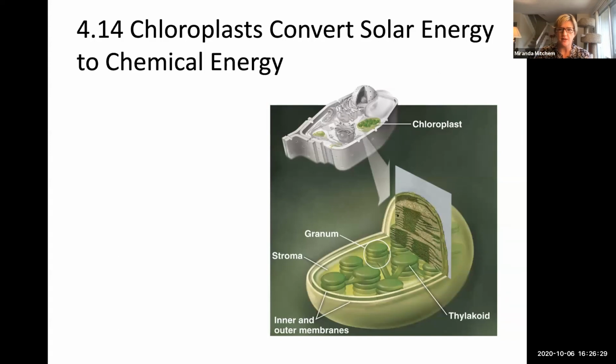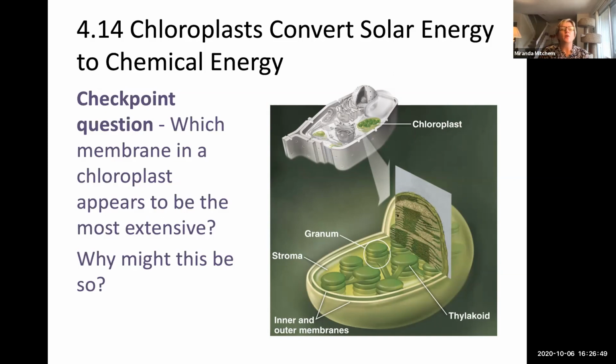And each plant cell has many chloroplasts. Each cell has many mitochondria. These figures are simplified just to make it easy to look at, but I don't want you to think that there's only 1 or 2 chloroplasts or mitochondria per cell. There's many.